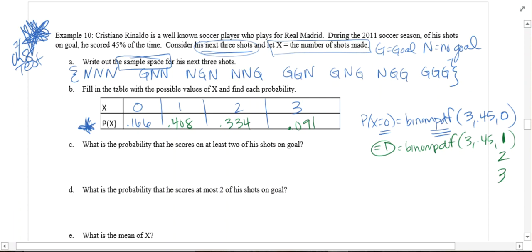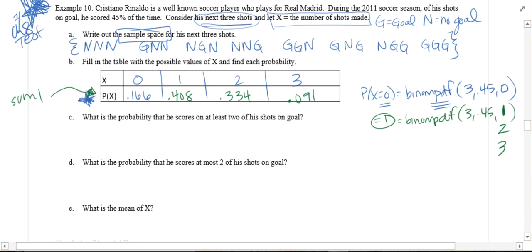What should your probabilities sum to? Yes, it's a complete table, so it should sum to 1. Please make a mental check and make sure your probabilities sum to 1. I can't tell you how many people make up wonky probabilities in this problem on your test. So note to self, they should sum to 1.